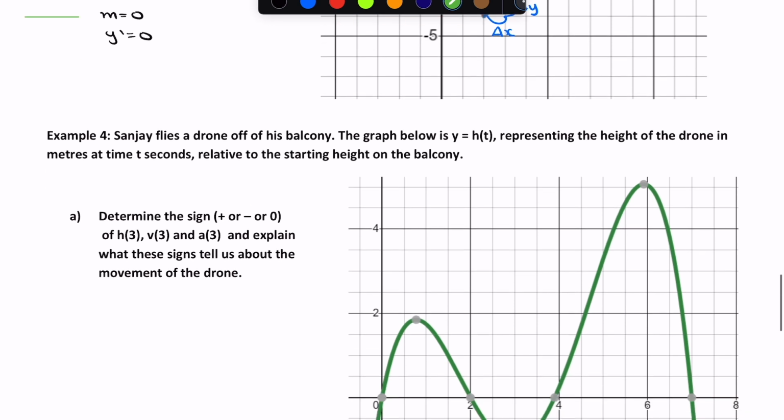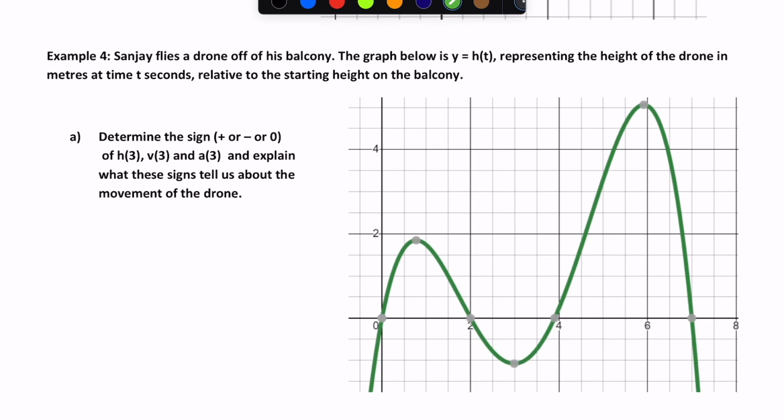Okay, so let's look at this last example here. It says Sanjay flies a drone off his balcony. The graph below is y is equal to h of t, representing the height of the drone in meters at time t seconds relative to the starting height on the balcony. Determine the sign, positive or negative or 0, of h of 3, v of 3, and a of 3.